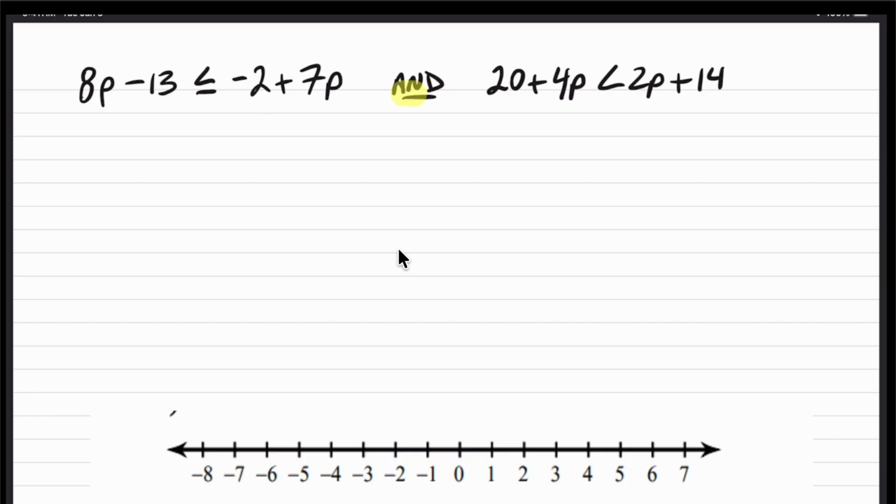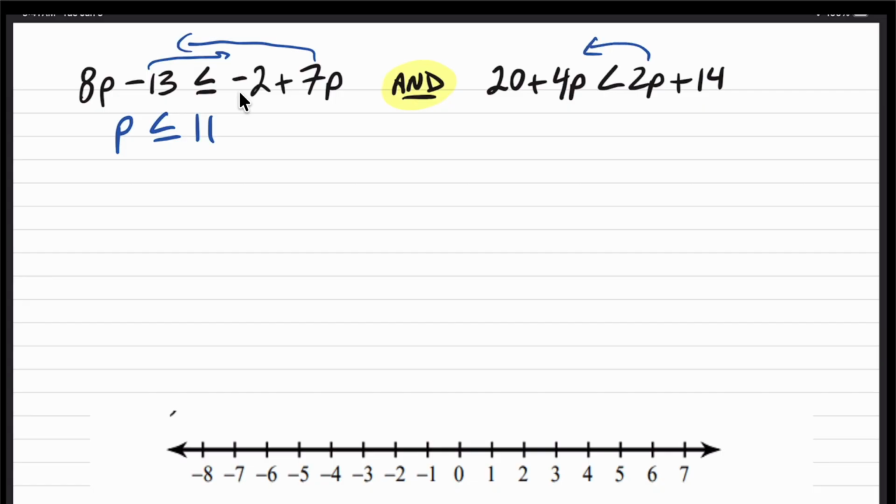Next, we are given an AND problem. So unless we see one of the two warning signs that we just reviewed, we're going to expect a dumbbell pattern. Okay, this first one on the left, we're going to move the 7p over, subtract it, we're going to get p less than or equal to. We're going to move the negative 13 over, change it to 13, and we're going to get p is less than or equal to 11.